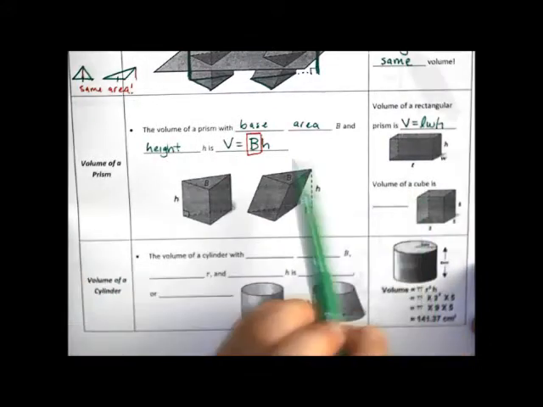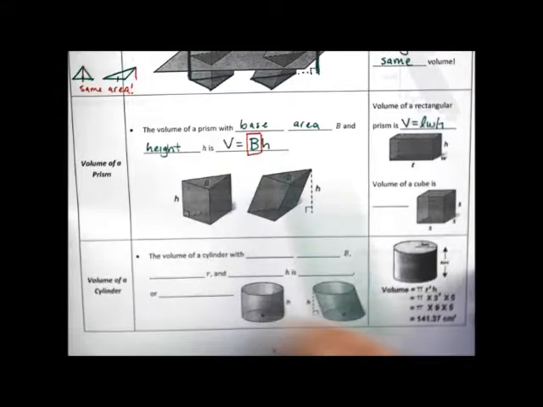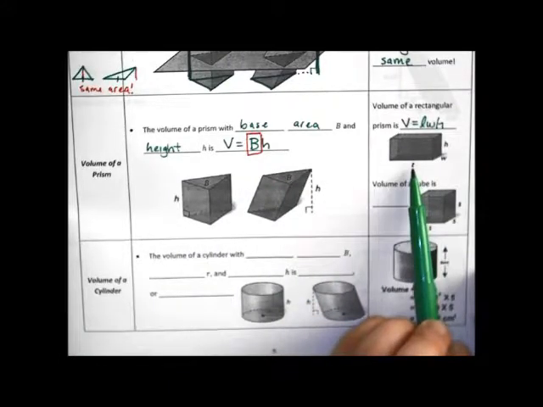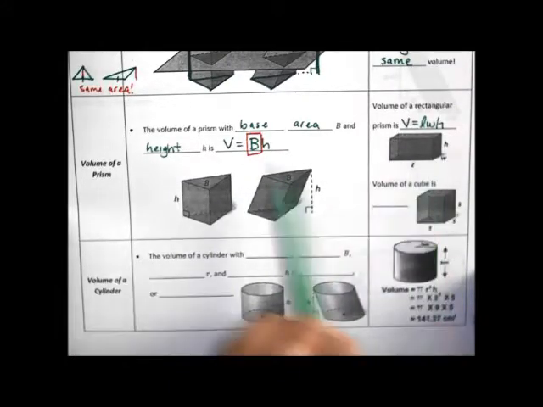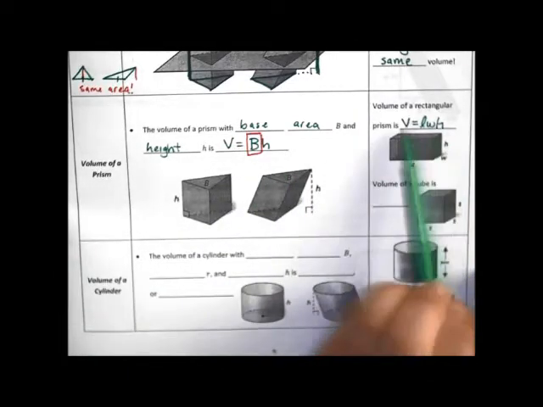And why is that? Well, if we needed the base area of this rectangular prism, we would do L times W. So that would be for big B, and then LW times the height h just gets you LWH.